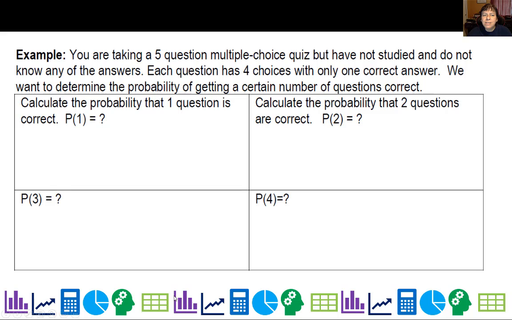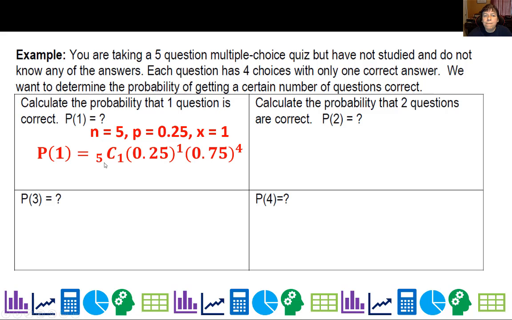All right, so let's calculate the probability that one question is correct. All right, we're definitely going to need the binomial coefficient here. So N and P are the same. X is now 1. So I have 5 choose 1, 0.25 to the 1, 0.75 to the 4.